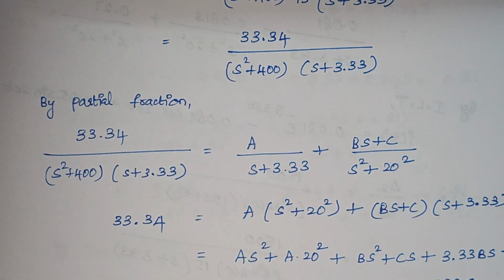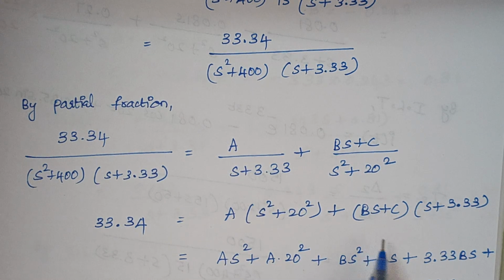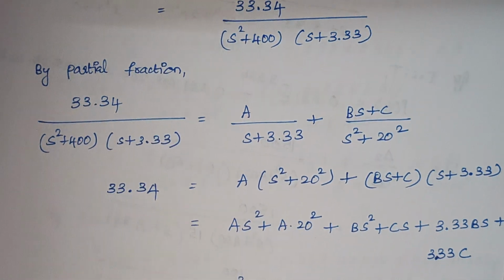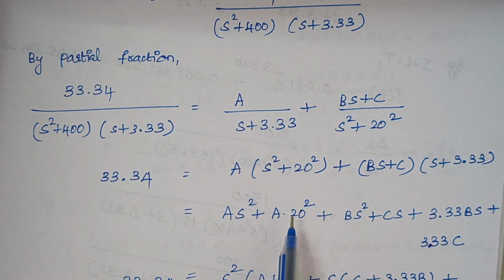The next step is again take LCM, right? After taking LCM, you just multiply and split the terms. That is, you split it as S square terms and S terms and constant terms, right? So the first step is multiplication, right? A into S square, A into 20 square, A 20 square.